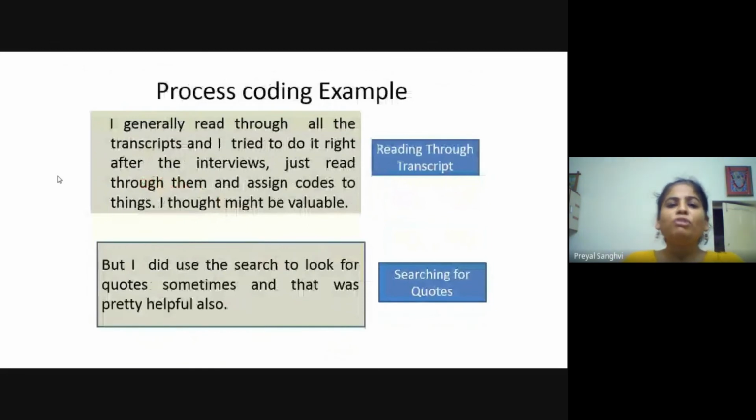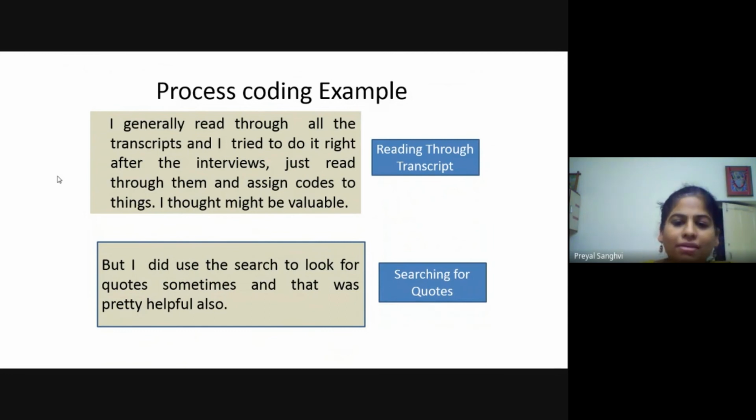If we talk about process coding, here we are emphasizing the action. Here we are going to use the "ing" words. In the first paragraph, we have mentioned: I generally read through all the transcript and I try to do it right after the interviews. So basically this paragraph is all about reading through the transcript, right? So this action is what we capture here using action words.